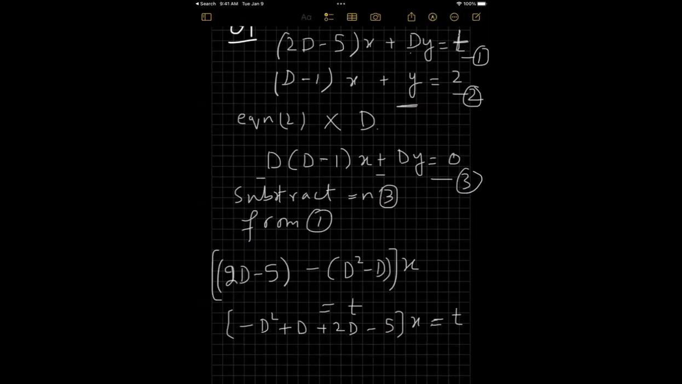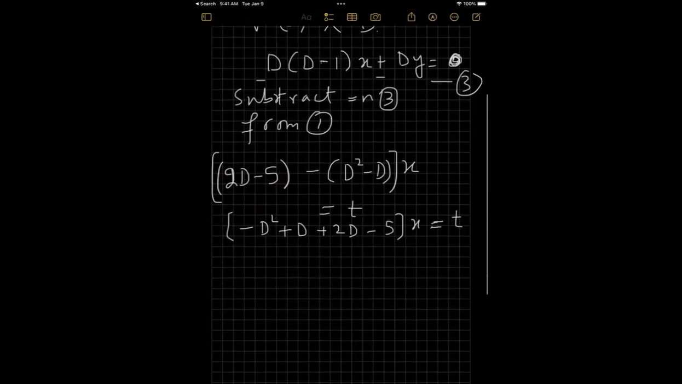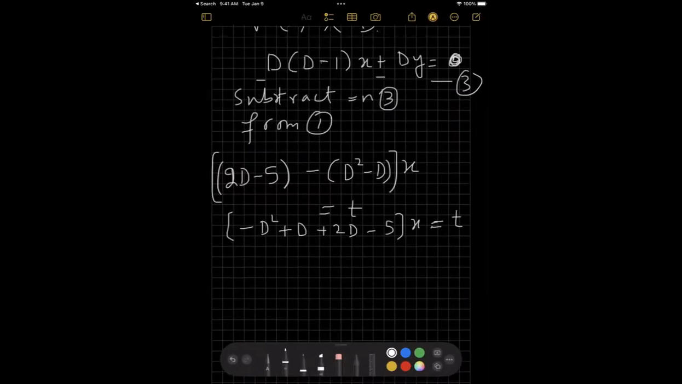Till here, any question? The derivative of 2 is 0, because we take the derivative of a constant and it is going to be 0. So here we can take minus common: (D squared minus 3D plus 5) x equals t.